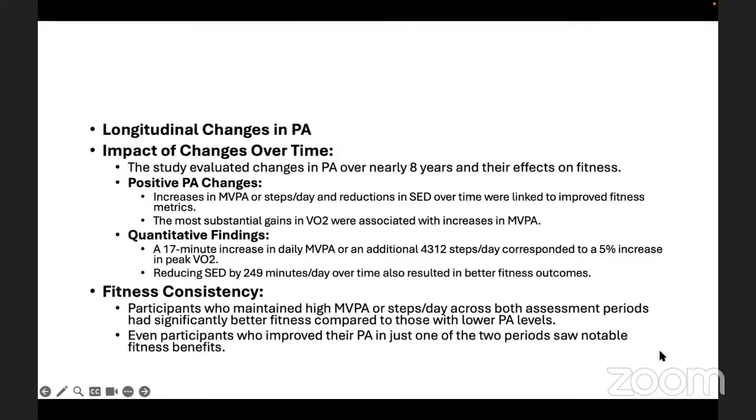Now, considering the longitudinal change in physical activity, the study evaluated changes in physical activity over nearly 8 years, as we've mentioned before, and their effect on fitness. So positive physical activity changes, increases in MVPA or steps per day, and reduction in SED over time were linked to improved fitness metrics. The most substantial gains in oxygen consumption are associated with MVPA. Quantitative findings were already mentioned a few slides back.